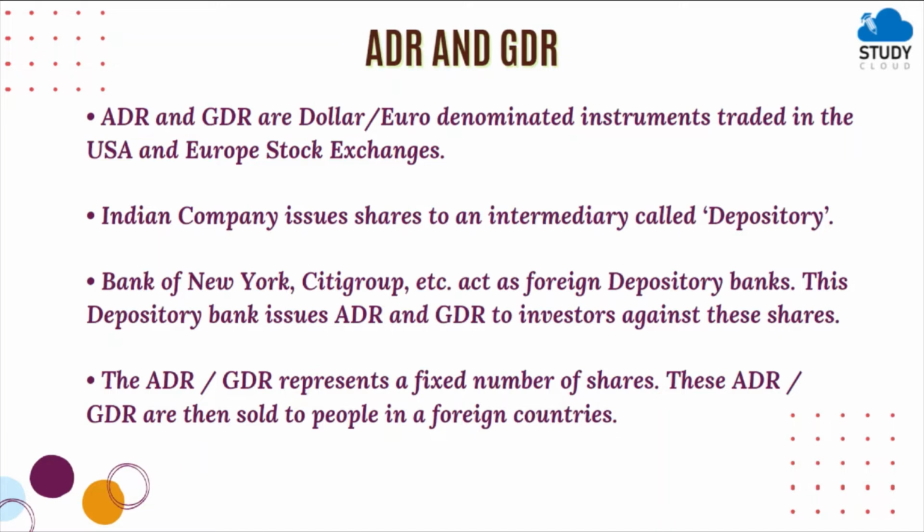Now ADR and GDR will have a certain fixed number of shares, and those shares are then sold to foreign countries and the foreign people. So with the help of ADR and GDR, we can list our shares on a foreign stock exchange. So your depository will come in between and they will help us go through the process.